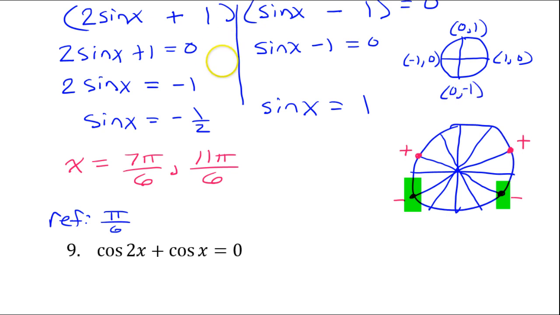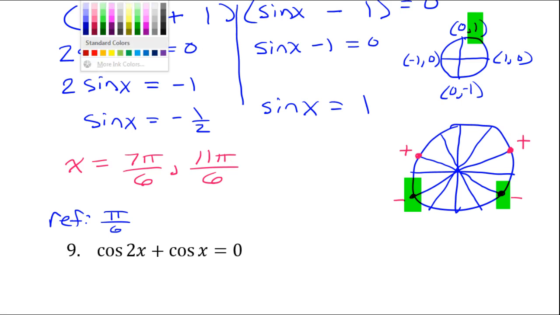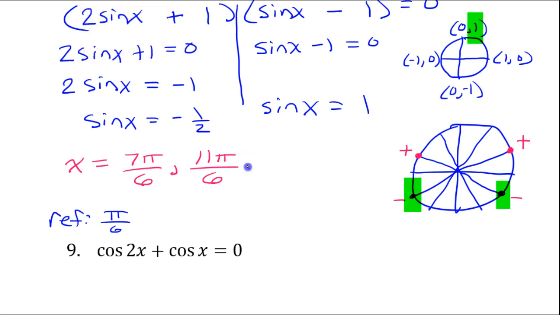Now sine is the y value on the unit circle. So where is the y value equal to 1? Boom. That's it. That's the only place where the y value is 1. So that's why, in addition to the two solutions I already have written, I'm going to add pi over 2 to the list. So these are the 3 solutions to problem number 8.